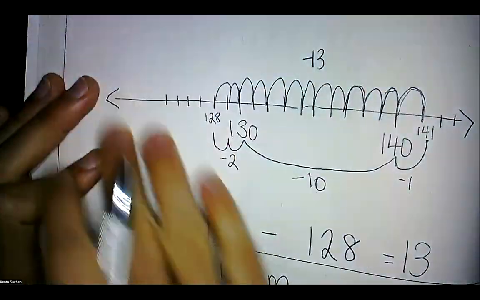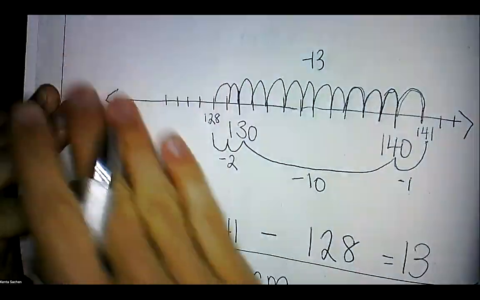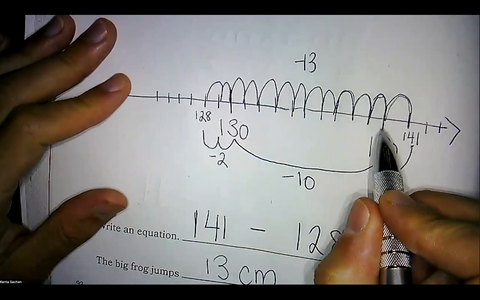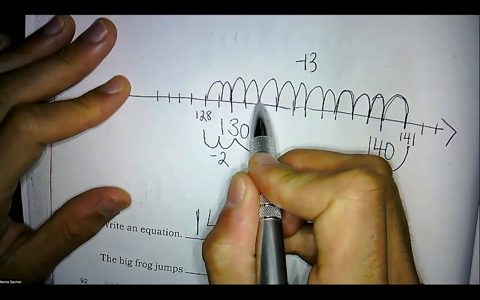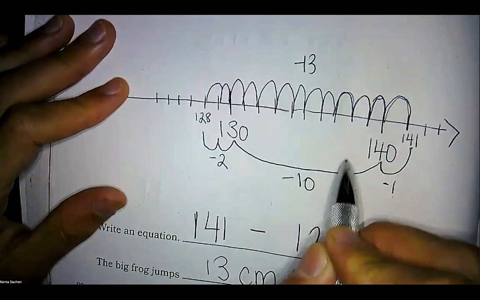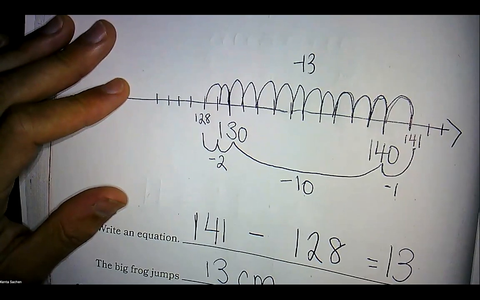Okay. So if there's no number line, you can draw your own, but when you draw your own, you need to make sure that there's the right number of lines in between your big numbers so that we can really help you out.